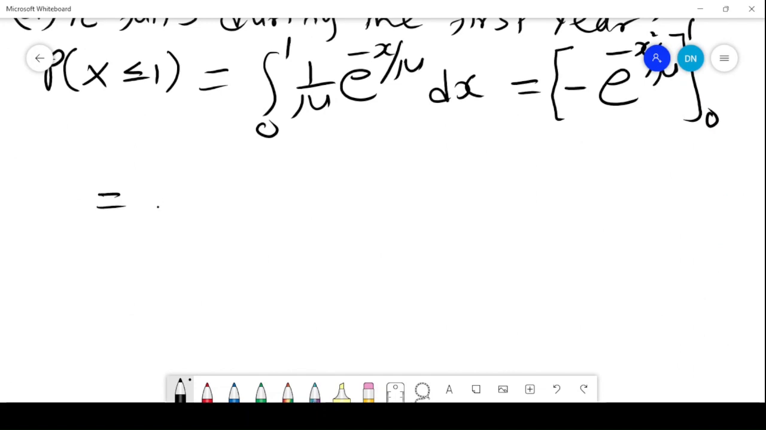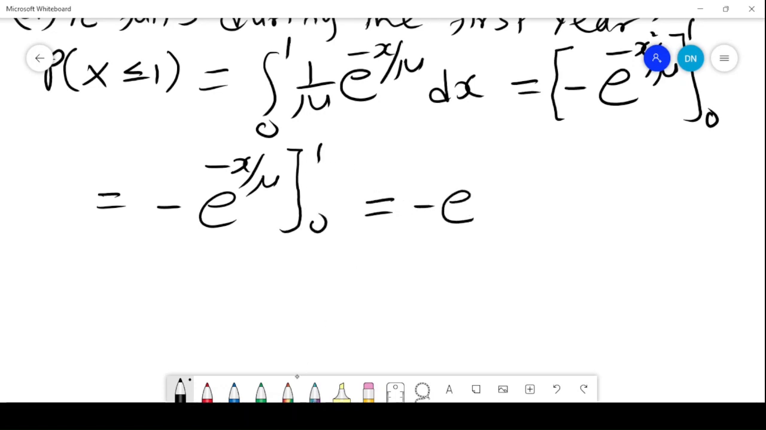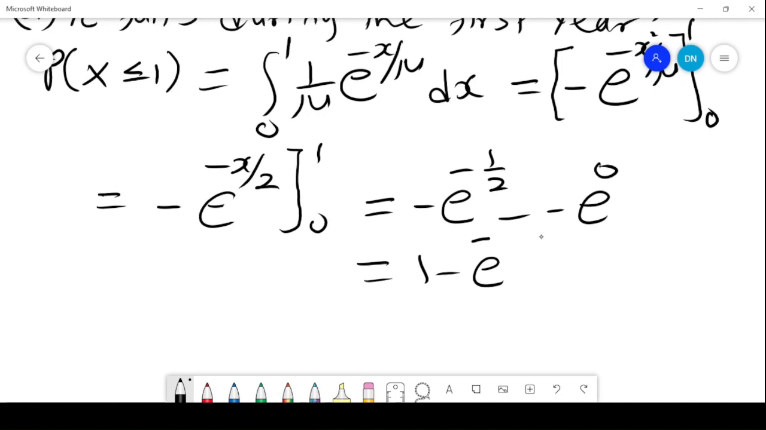After that integral, I can substitute the value of mu. So I have negative e raised to negative x over mu, 0 to 1. We need to substitute the value of mu so that we are working with numbers. It will be negative e raised to negative 1 over 2 minus negative e raised to the power 0. This is 1 minus e raised to the power minus 1 over 2. That is the probability that it will fail within the first year.